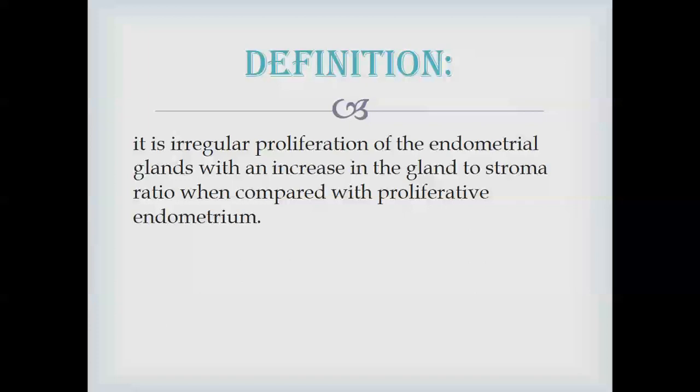How to define cases with endometrial hyperplasia. Endometrial hyperplasia is defined as irregular proliferation of the endometrial glands with an increase in the glands to stroma ratio when compared with the proliferative endometrium. That means when we want to diagnose cases with endometrial hyperplasia, we need an endometrial biopsy, because the diagnosis is a histopathological one.